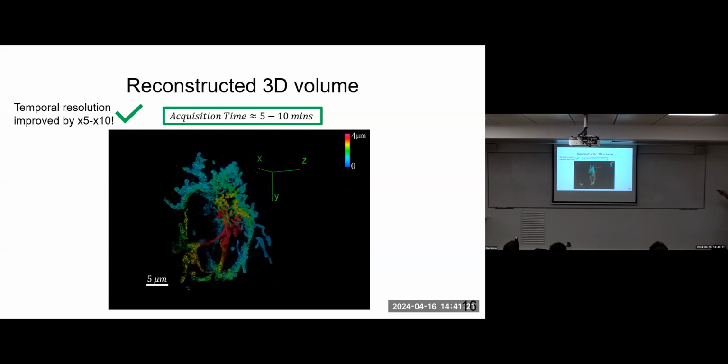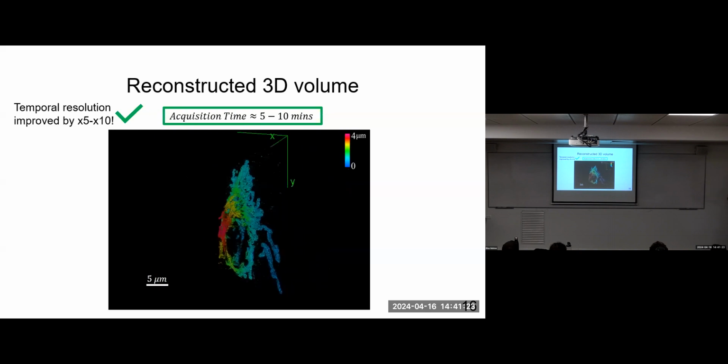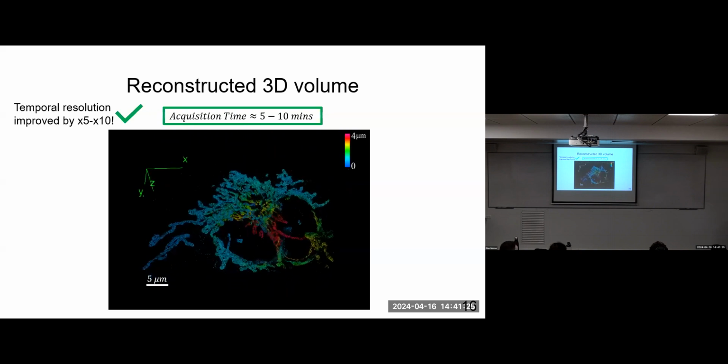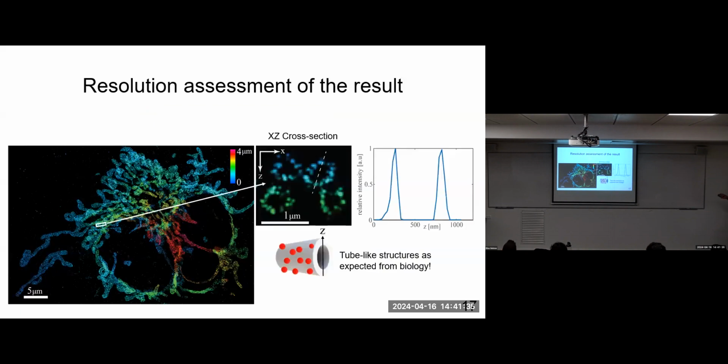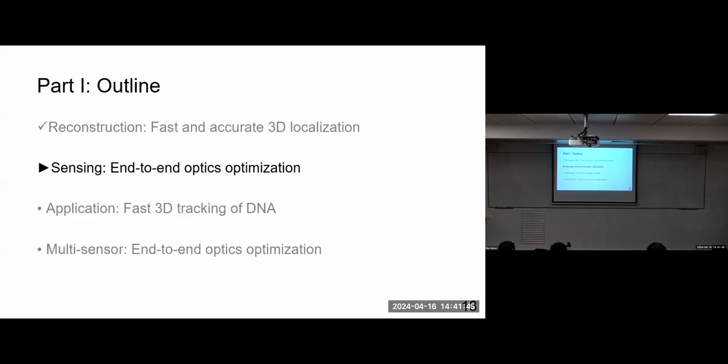Now, you might think that this comes at the cost of precision, right? We acquired fewer frames, we have less information, probably less accurate. And actually, that was not the case. So if we now, for example, examine this one in a relatively dense area, and we take an XZ cross-section, we can recover the theoretical tube-like structures of mitochondria as we expect from other imaging modalities. Okay, so that was, in a nutshell, the first one.